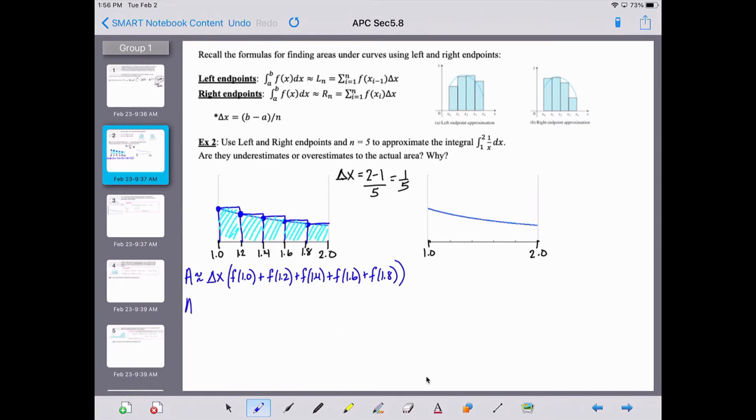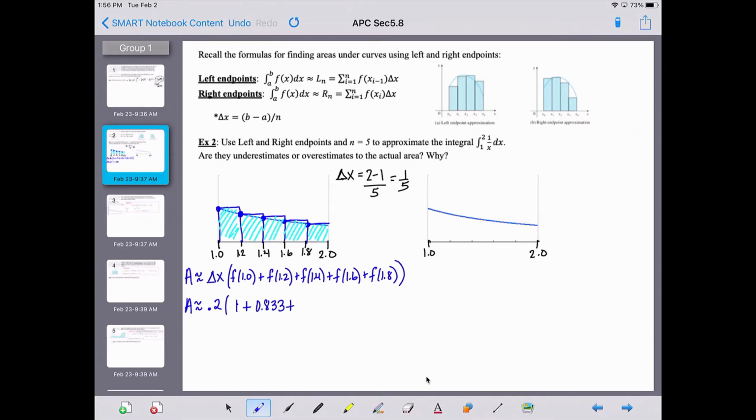So my delta x is going to be the same. It's going to be 0.2, right? That's the base of each rectangle. And then if I just plug 1 into the function, right? So I am actually plugging that into 1 over x, right? So 1 divided by 1 is going to give me 1. And 1 divided by 1.2, right? That's going to give me my 0.833.